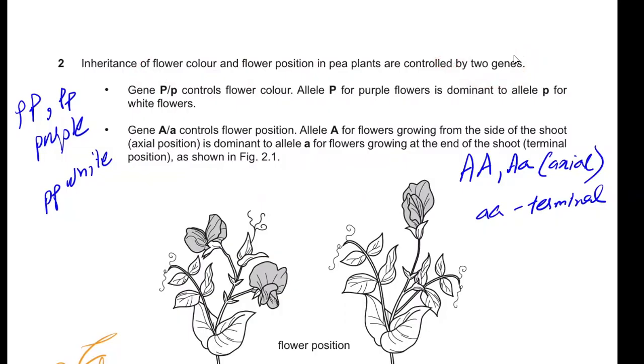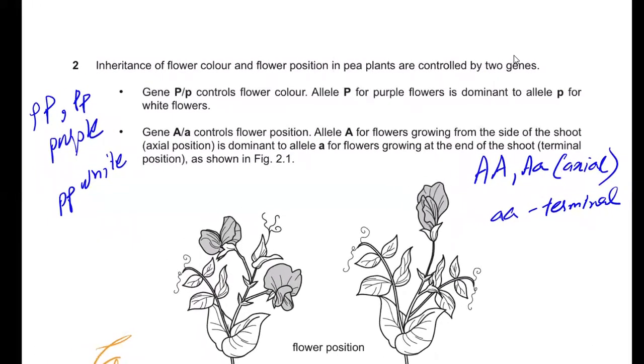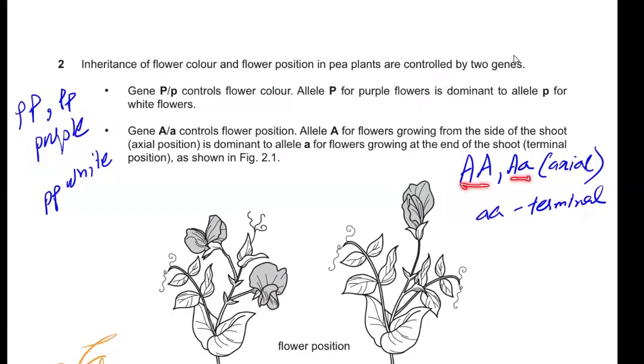Gene P and small p control flower color. Capital P is for purple and it's dominant, whereas small p is for white. So we know that all purple flowers must have the dominant capital P, and the white ones will always be small p, small p. The same goes for gene A, which controls flower position. Capital A is for the side of the shoot, which is axial, and small a is the end of the shoot. So capital A capital A and capital A small a will have axial, whereas small a small a will be terminal.